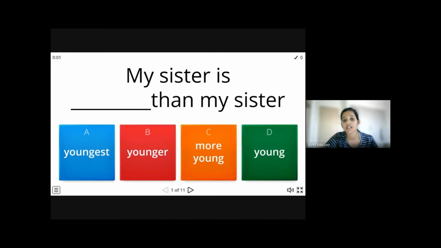My sister is dash than me. Here it's about my sister. It's actually my sister is dash than me. It has to be me. So it's about my sister and me. Okay, so it's actually comparing. So when you're comparing, you use comparative degree. So it becomes my sister is younger than me.